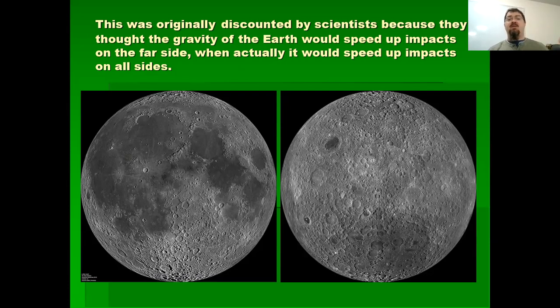People thought that because of the gravity of the Earth, objects would pass close to the Earth, speed up, and then slam into the moon. This is also perfect nonsense. It's a misunderstanding of how gravity works.